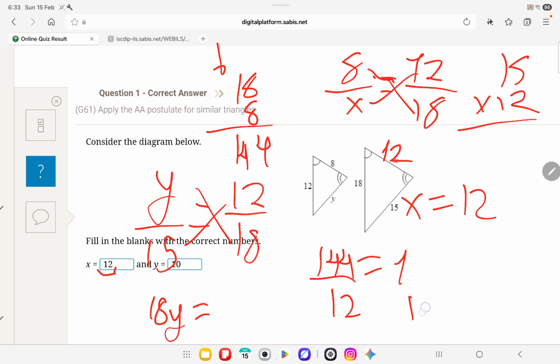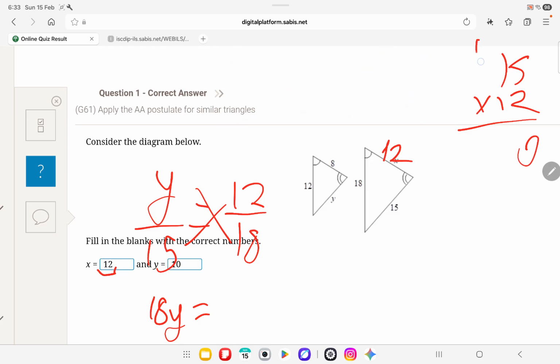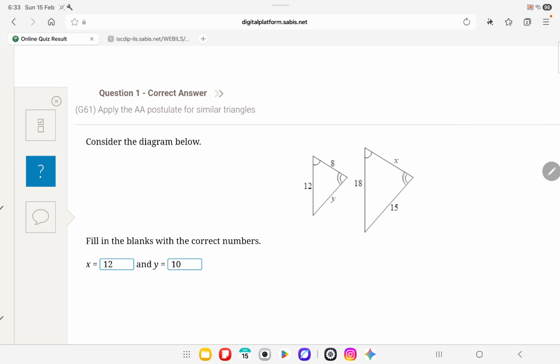One second, let me just erase these. It'll be 15 times 12, which is 180. So 18y equals 180. So y is 10. That's it. So basically what you do is this over this, and then this over this, then you cross multiply.